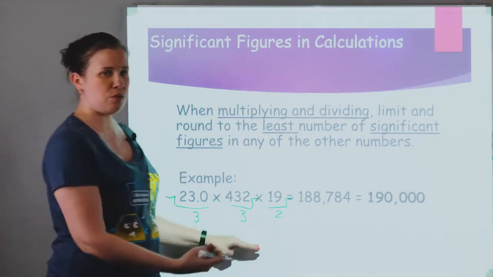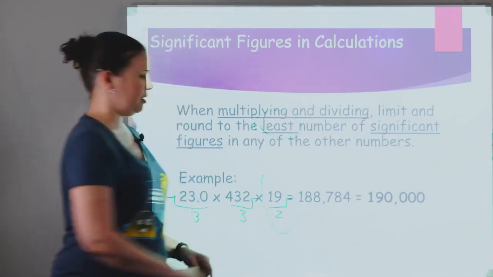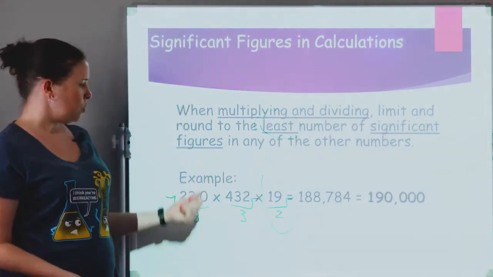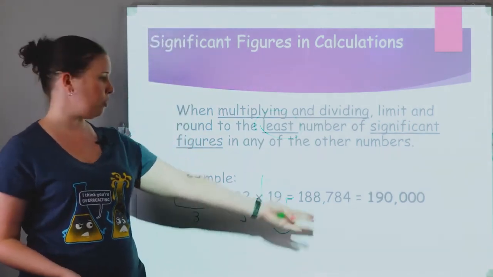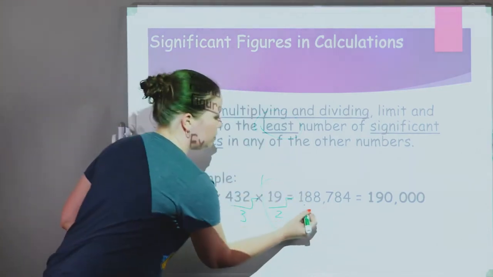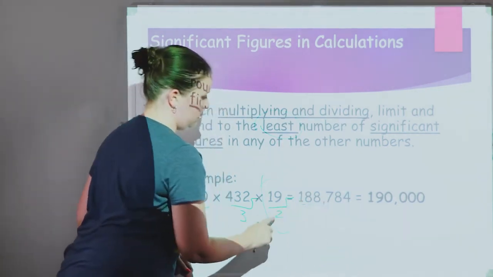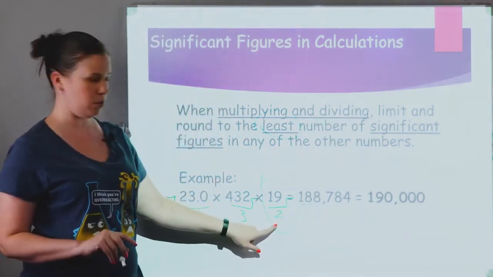So it's 3 versus 3 versus 2. Which one is the least? And that would be 2 significant figures. So if we type this into the calculator, we get this big number, this run-on answer. We want to round to the first 2 digits, because the least number of significant figures is 2.